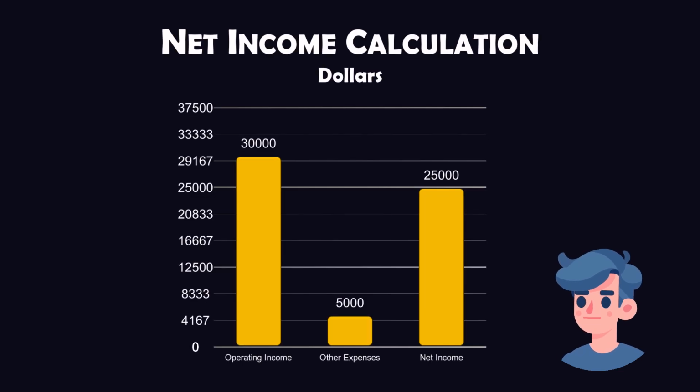Finally, net income, also known as the bottom line, is calculated by subtracting these other expenses from the operating income. In this example, the net income would be $25,000.